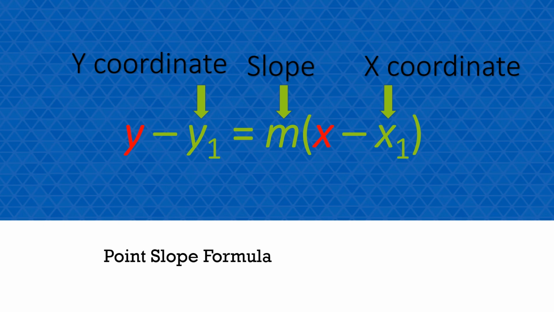Okay, so as you can see here, you have a y that's in red. And then you have a y1 minus the y1 equals the slope times the quantity of an x minus x1. Everything in the green is going to be something that you plug in. If you notice, the x1 and the y1 are the x and y coordinate of a point that's on the line, and the m is the slope. So you know you can get the slope from 2 points. So if you have a point and you have a slope, then you can use this form to get to the equation of a line.